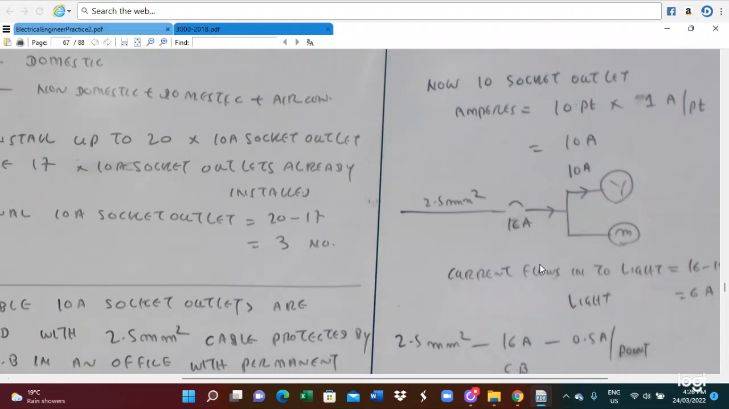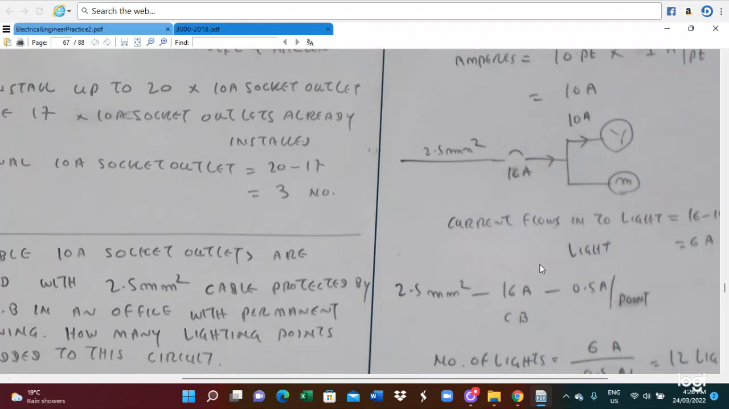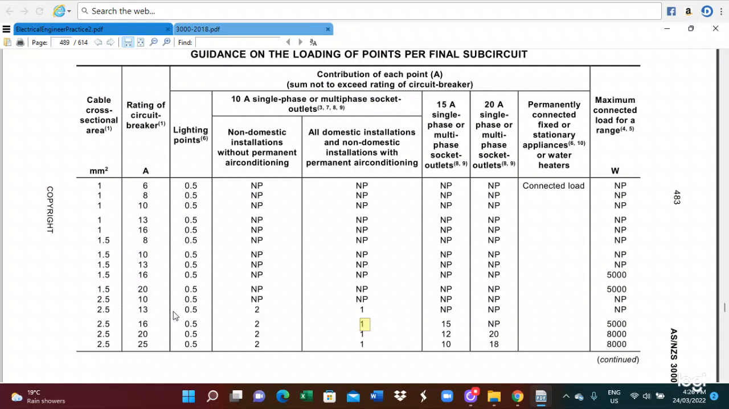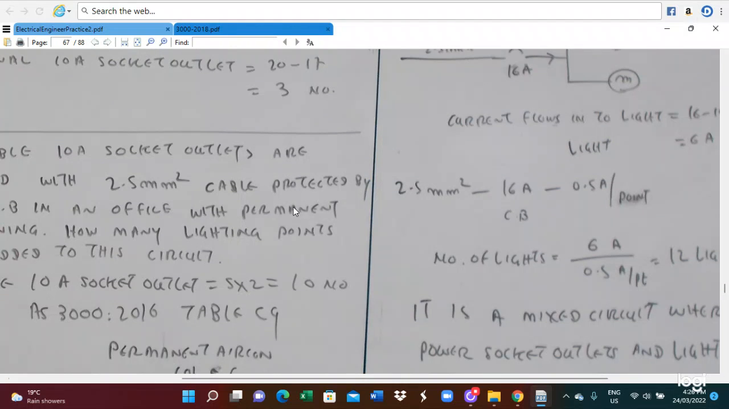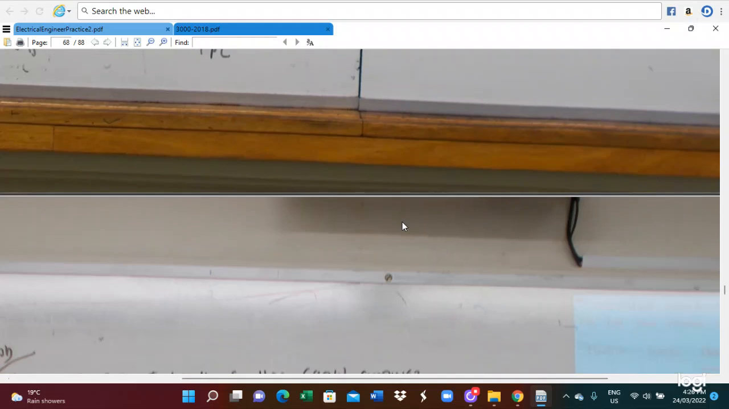With this 6 ampere, we have to install the lights. How many lights can be installed according to this table? A light is 0.5 ampere per point. So 6 divided by 0.5 gives 12 points. So the additional lights we can add will be 12. This is how we calculated this problem.